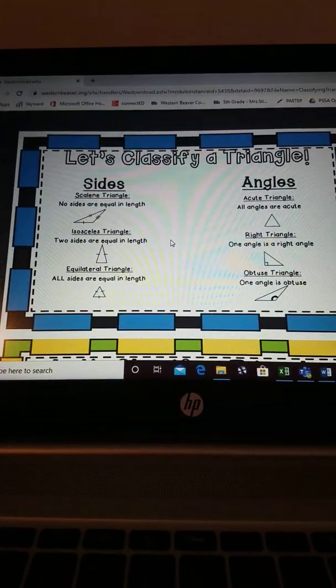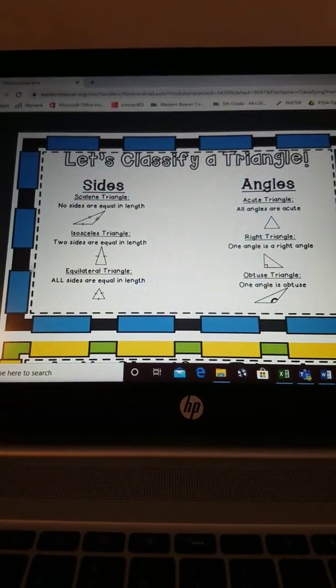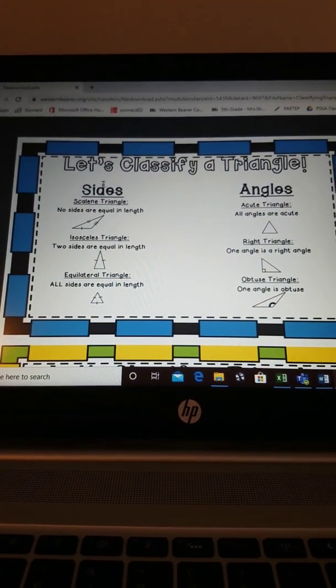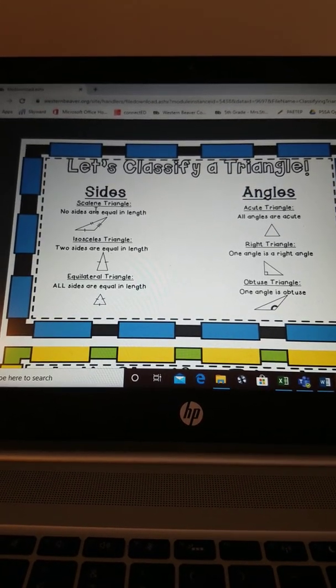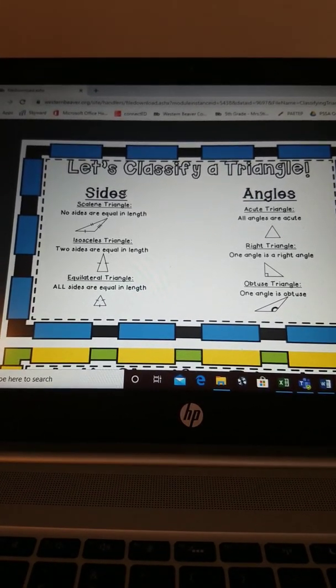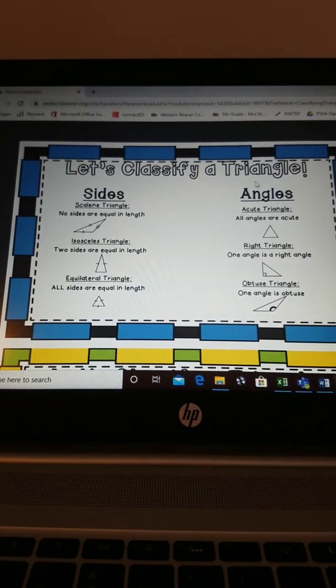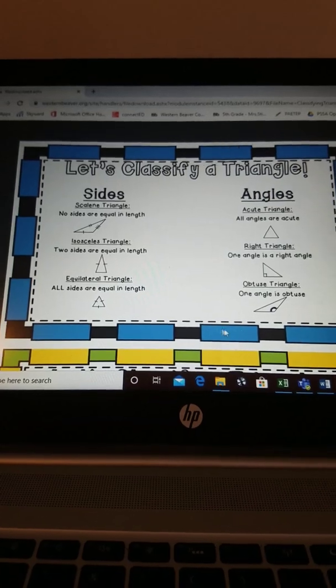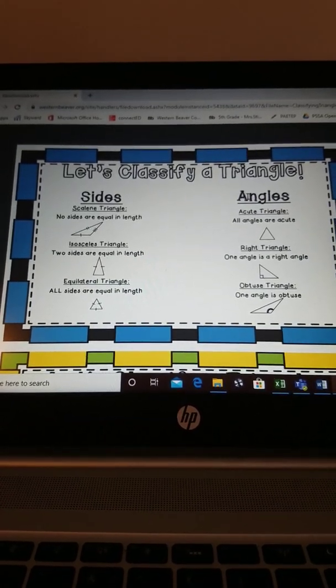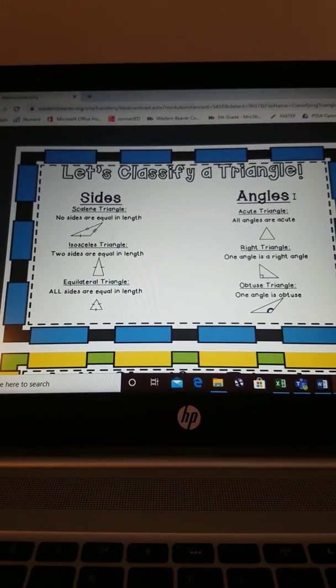And this is just a summary of page 915 over here, where we give our triangle its first name based off of its sides. And this is a summary of the key concept chart on 916, where we give it its last name based off of angles.